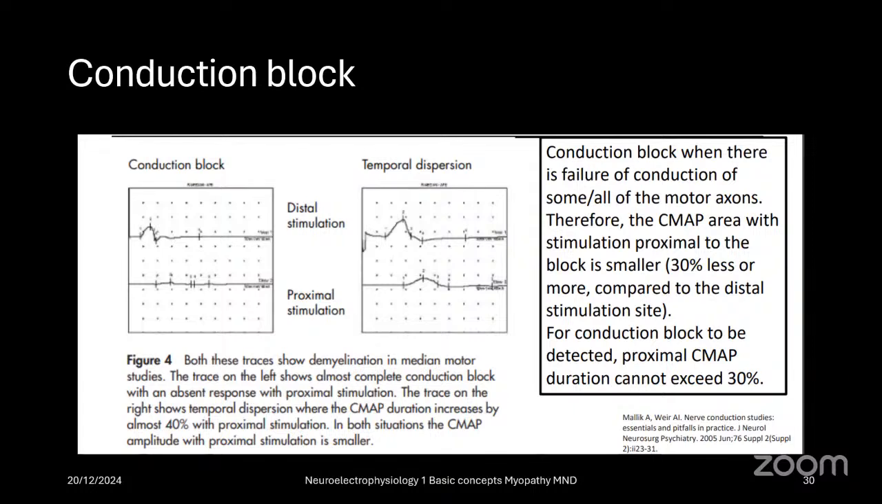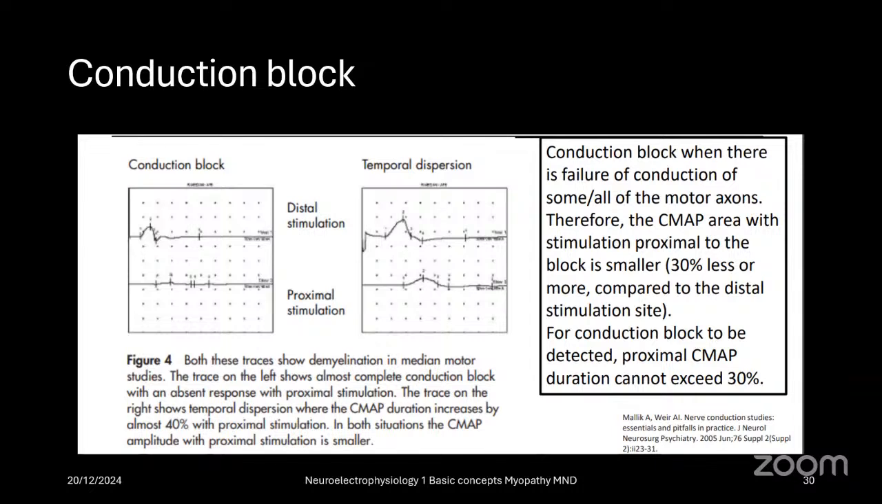The amplitude you can see in both, there is a difference in the left side. The temporal dispersion on the proximal stimulation, so there is some amount of CMAP coming up. So both these traces show demyelination in median motor studies. The trace which is on the left side shows almost complete conduction block with an absent response with proximal stimulation. The trace on the right shows temporal dispersion. This is because of phase cancellation.